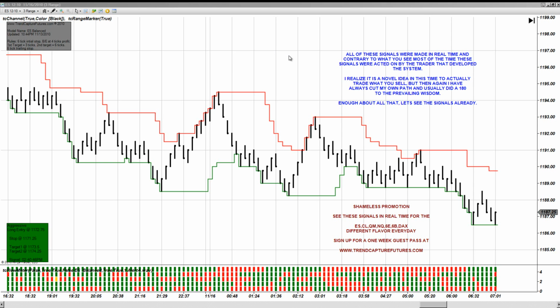Just to start out, I want to let you know that all these signals were made in real time, and contrary to what you see most of the time, these signals were actually acted on by the trader. That's me, the system developer and the trader. I realize it's a novel idea these days to actually trade what you sell, but then again, I've always cut my own path and usually did a 180 to the prevailing wisdom. So chalk that up for however you want it.